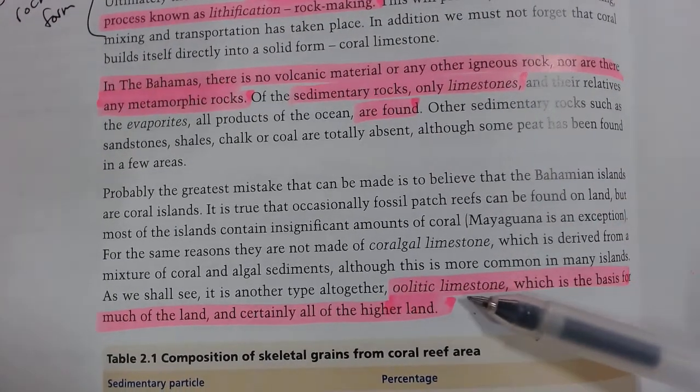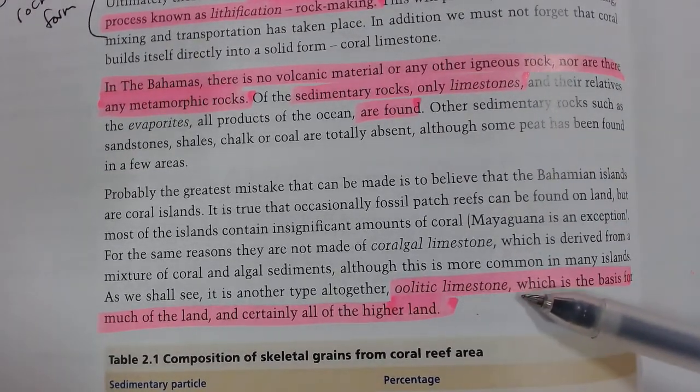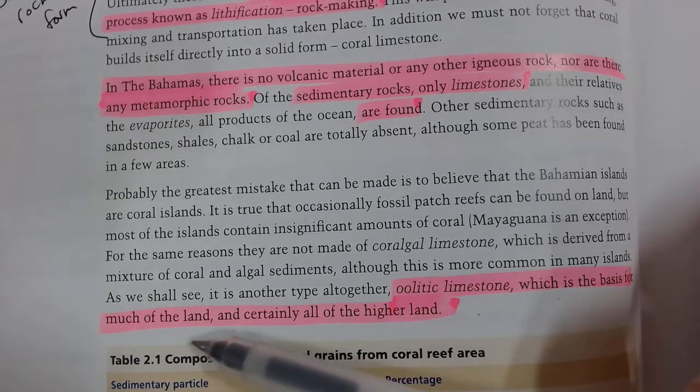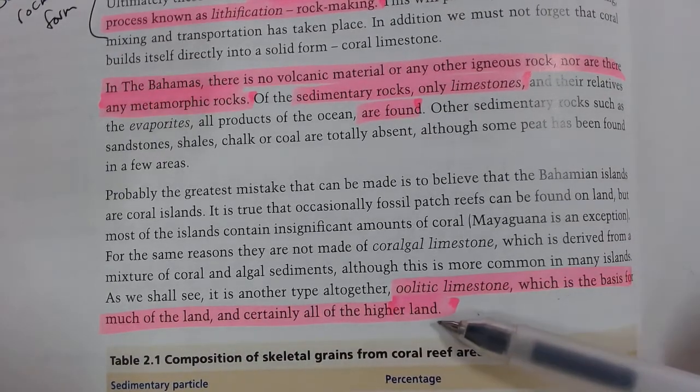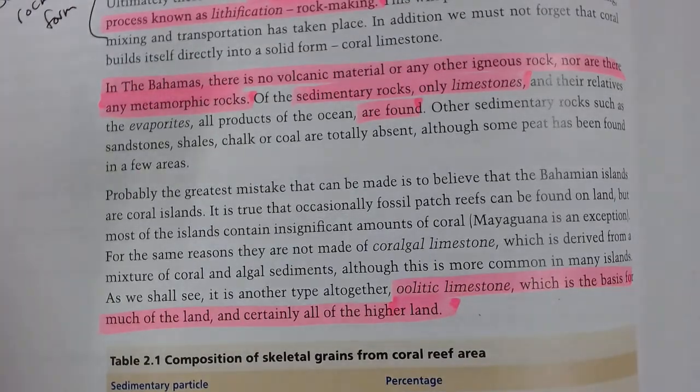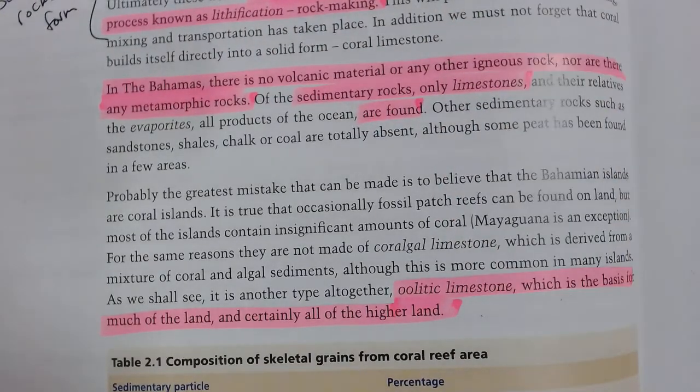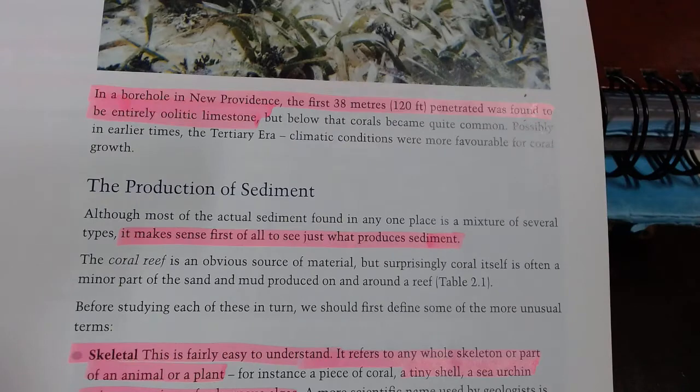Okay, we're mainly formed of an oolitic limestone, which is the basis for much of the land and all of the higher land in the Bahamas. So we're going to look today as well at ridgelands, the highest areas of our land. So what we've said now is it's sedimentary, it's limestone, and it's oolitic. So let's have a little look at some oolites.